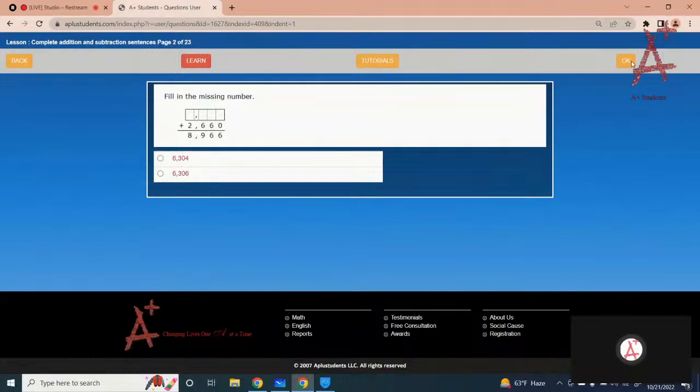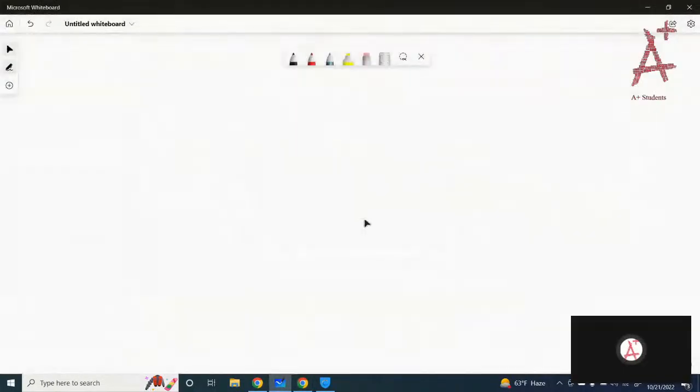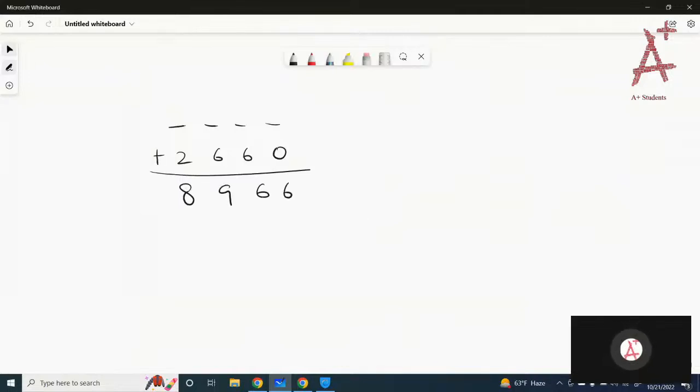Okay, now again you have to find the missing number. You are given a sum and one of the numbers. Let me write it down on the board. So you are given a missing number, then 266, and you are given a sum that is 8966. So again you have to find the missing number. When you are given the sum and one of the numbers, you have to subtract the given number out of the sum. Got it?